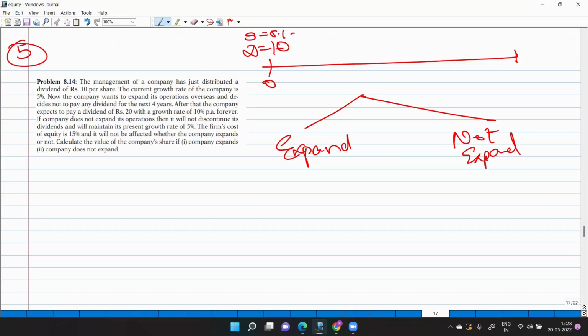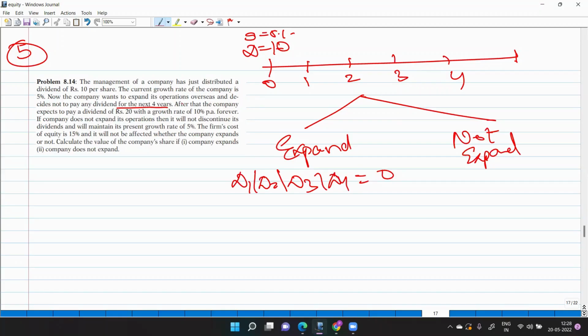ठीक है, and decides not to pay any dividend for the next 4 years. इसने कहा कि अगर हम एक्सपैंड करते हैं, हम 4 साल तक तुम्हें कोई डिविडेंड नहीं देंगे। तो D1 मतलब let's keep it as 1 2 3 4 only. ठीक है, we will not give you any sort of dividend for next 4 years. Okay, तो D1 D2 D3 D4 is 0.